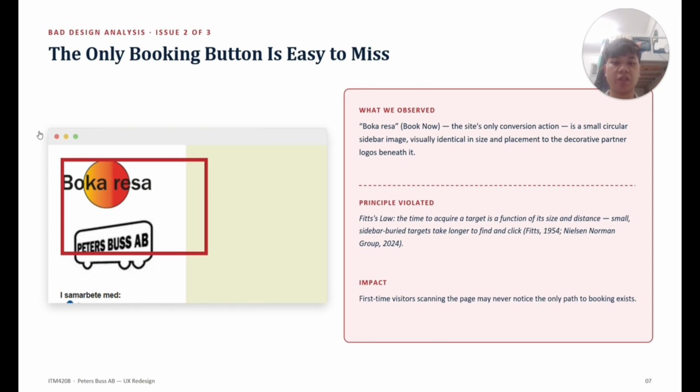On this slide I will explain the booking button. The second problem is the booking button. The booking button is small and placed in the sidebar. It also looks similar to the partner logo, so users may not realize that it's a button because it's small and difficult to notice. First-time visitors may not know how to book a trip.